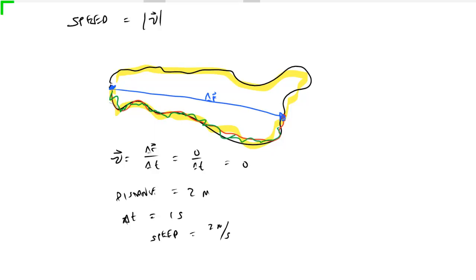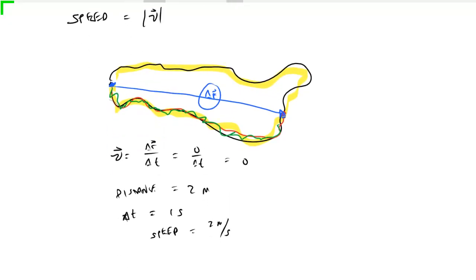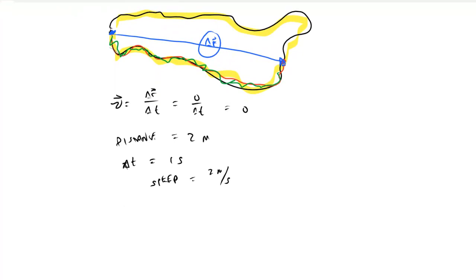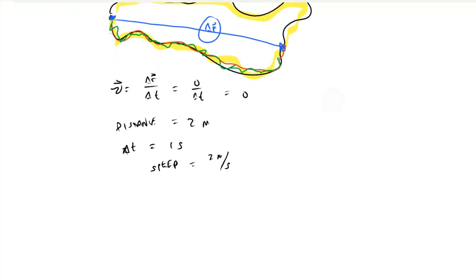And so then our velocity in this case would have been this displacement here divided by however long it took, maybe only a half second. So whatever this displacement is divided by the time. And so that's the definition of velocity and speed.